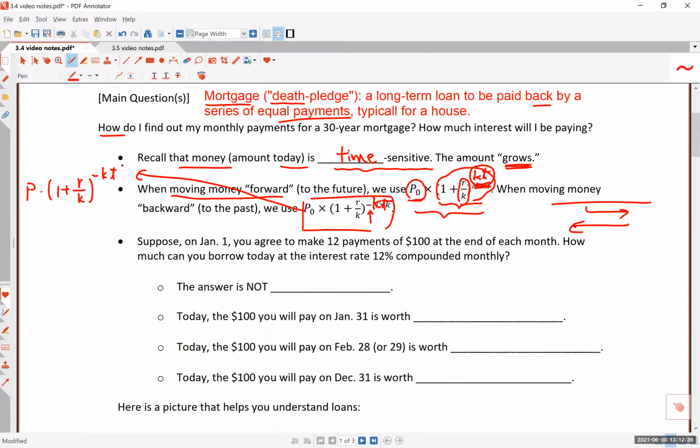Okay, that's how you move the money backwards, where R is the interest rate, K is the number of compounding periods, and T is the number of years. All right, so with that, let me explain what I mean by that.